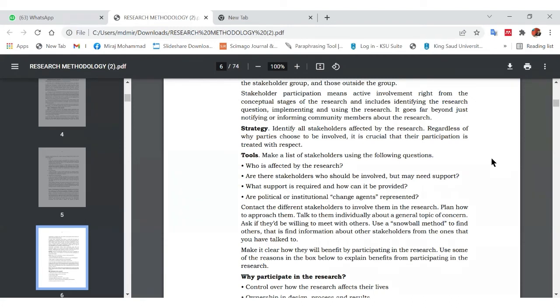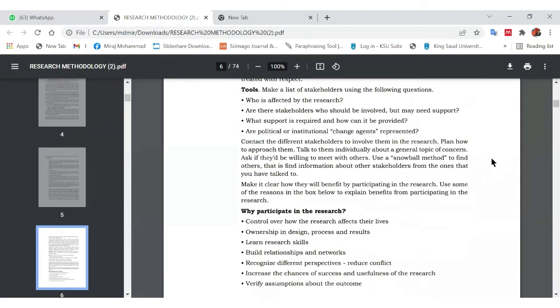So you have to use a snowball method to find others. That is, through references, we are finding others. That is to find information about the other stakeholders from the ones that you have just spoken to. And you have to make it clear how they are going to benefit by participating in the research. You have to use some of the reasons in the box below to explain the benefits of participating in the research. Now, what are the benefits of participating?